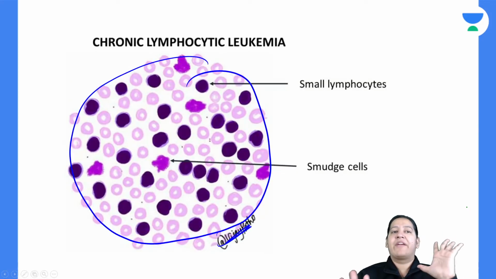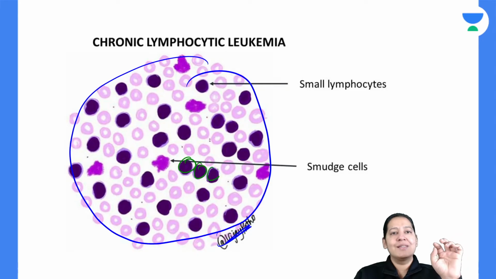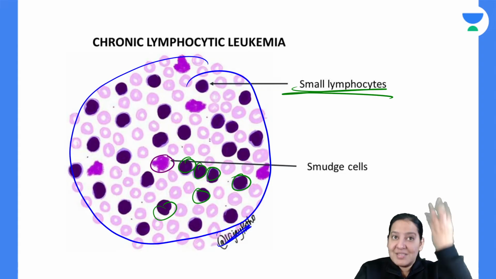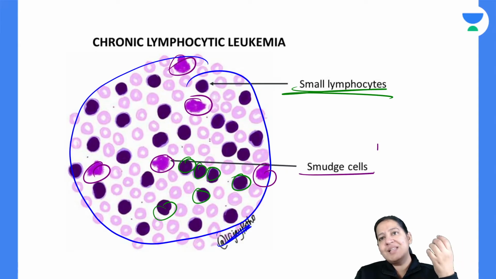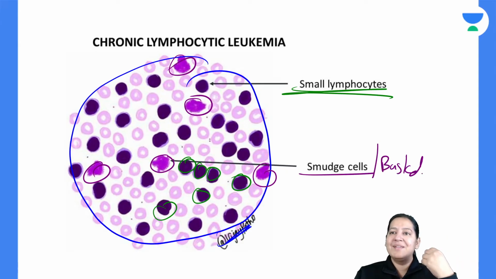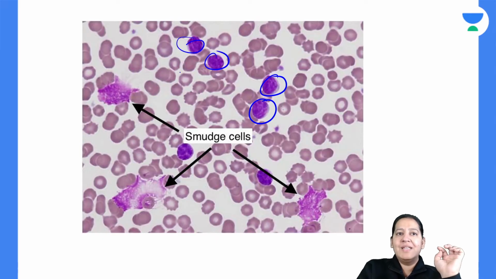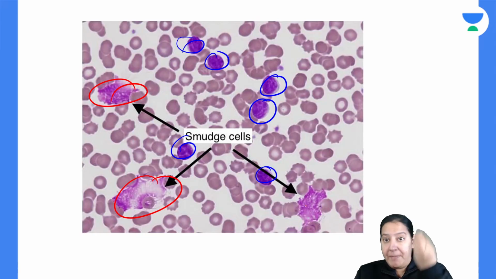See this diagram. What are the two things you can appreciate here? These cells you can see are small, mature lymphocytes. And can you see the purple thing here? The purple thing is the bursted form. They got burst during the formation of the smear. These are smudge cells or basket cells. So that is the biggest clue given in the question for CLL. See the image. You can see the two things: these all are lymphocytes, number one, and these all are smudge or basket cells, the bursted form.